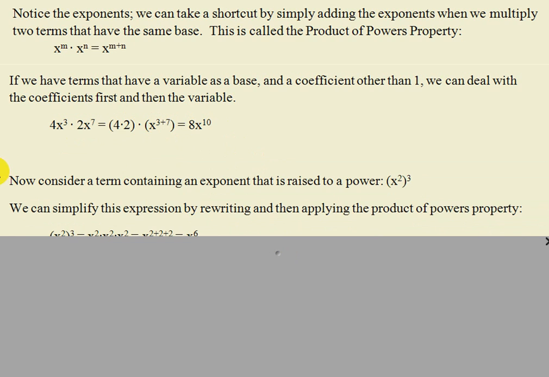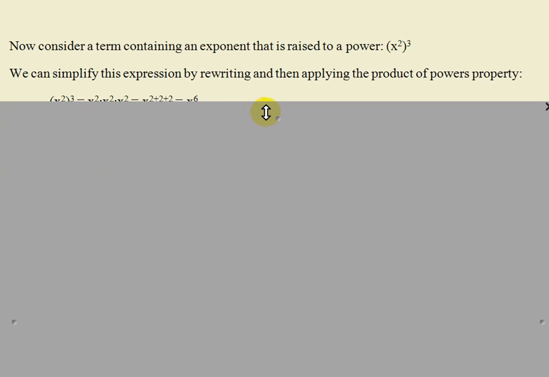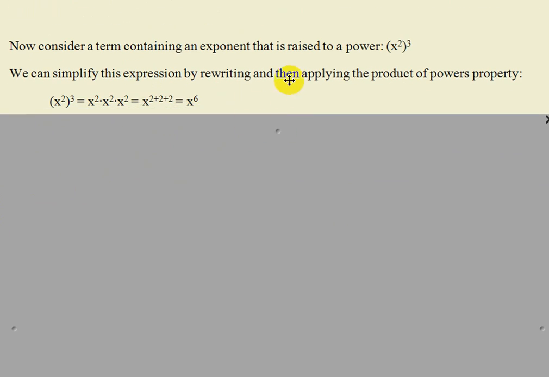So now what if we have a term that already has an exponent, and then we raise that power to another power? So here we have x squared all to the 3rd power, and we can rewrite that since it's a power of 3 on the outside. This is x squared times x squared times x squared, and we can use the rule that we just looked at and add the exponents. 2 plus 2 plus 2 will give us x to the 6th.